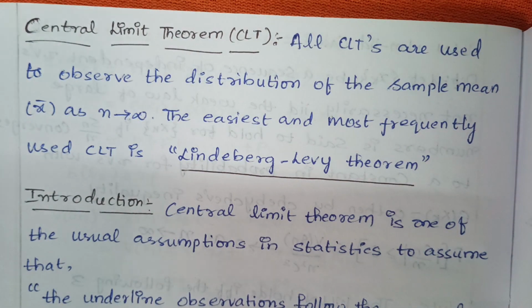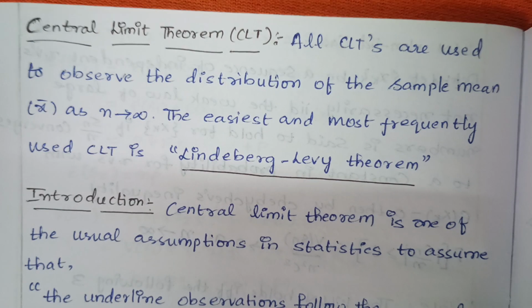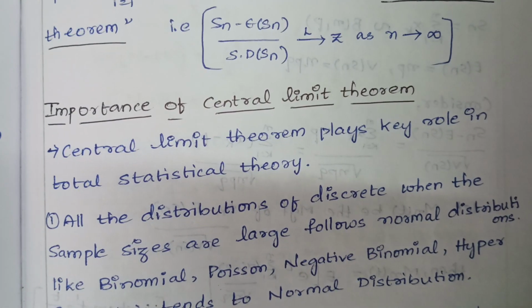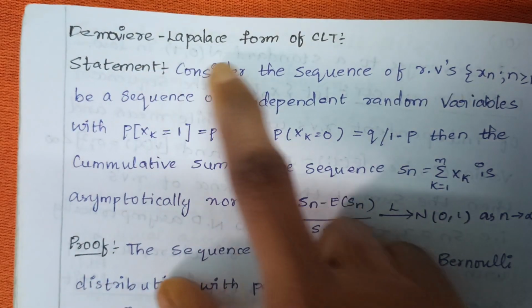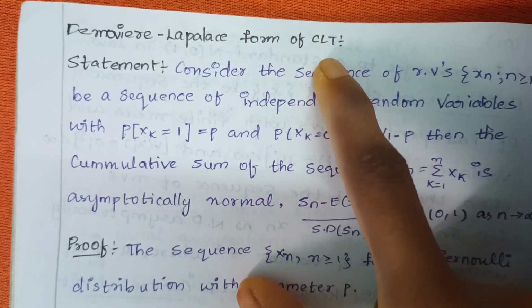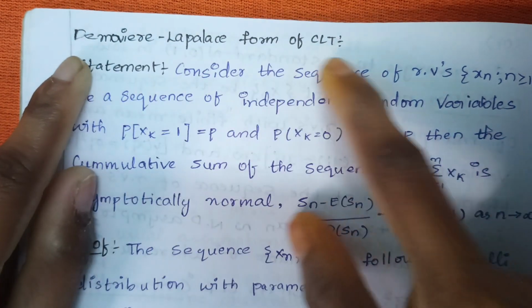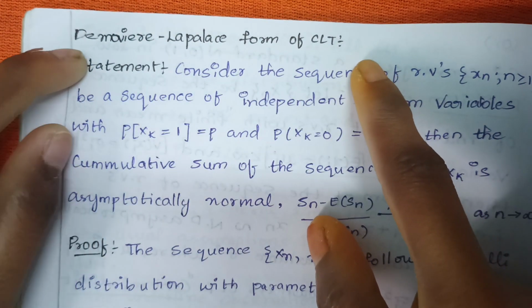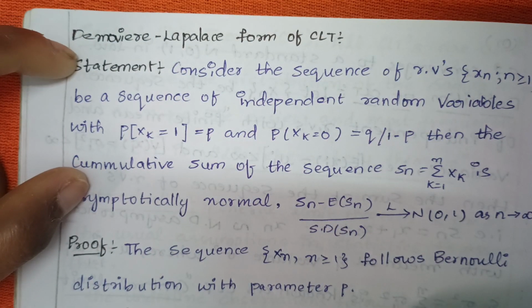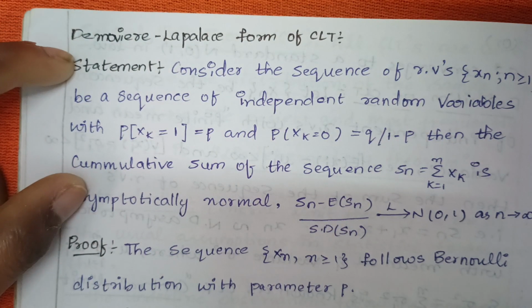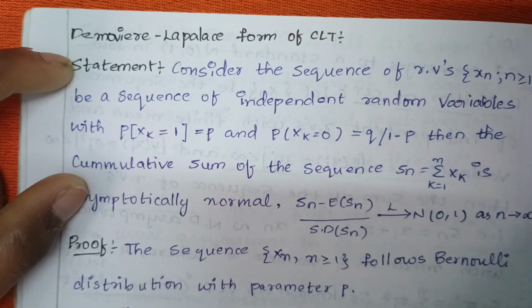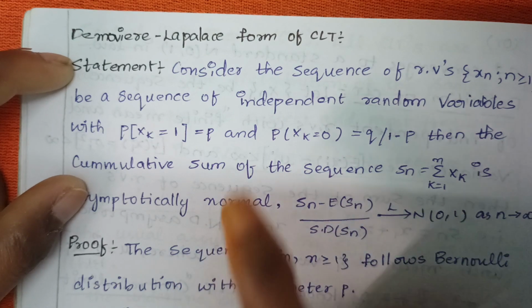So first learn what is meant by the central limit theorem, and what is the importance of the central limit theorem. The first theorem is the de Moivre-Laplace form of the central limit theorem. Sometimes they mention the name of the central limit theorem, but sometimes they give only the statement. You have to identify which central limit theorem they are referring to. So you need to learn both the statement and the proof.